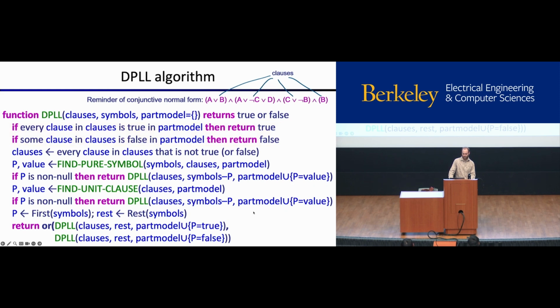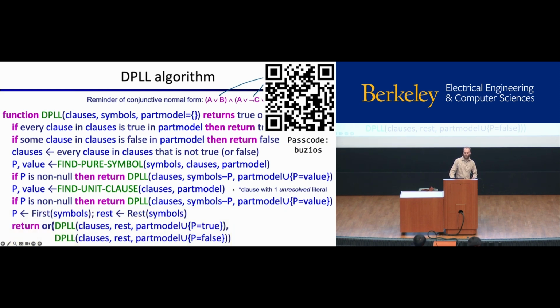And, I forgot to use the highlighting bits. And recall, I mentioned this in the last slide, a unit clause is one unresolved literal, not just one literal. Okay, here's the attendance code. You can take a little longer to look at this. And then we'll go through an example of running through this algorithm.